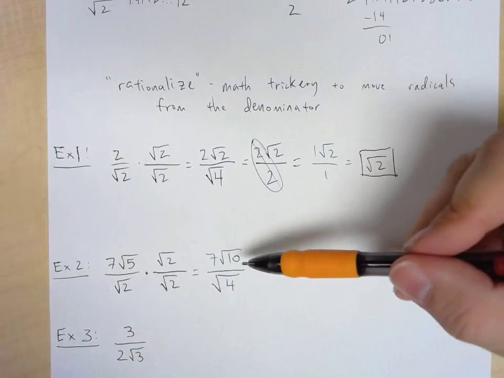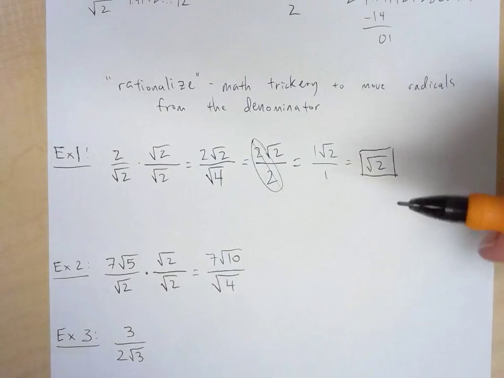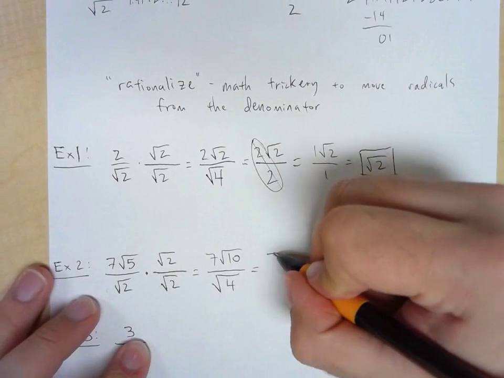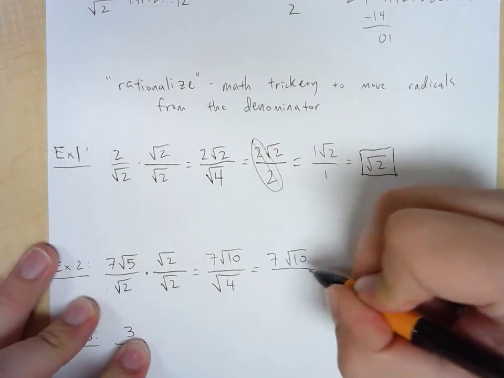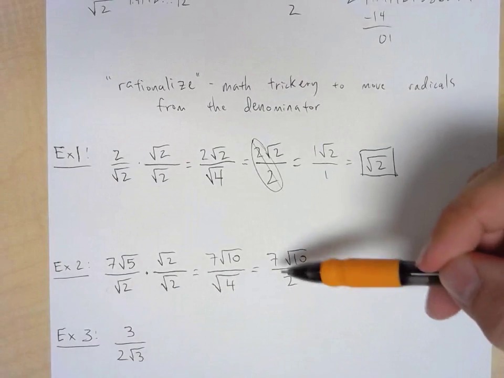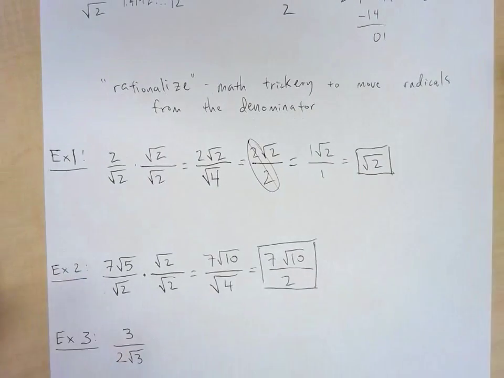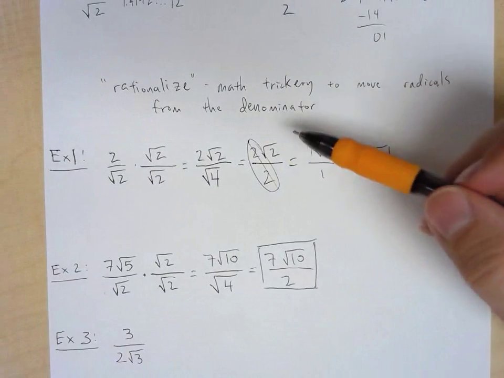Okay, simplifying. Can't do 10, that's only 2 and 5. But 4, I know the square root of 4 because it's perfect squares and they equal 2. So 7 square root of 10 divided by 2, there's nothing else we can simplify. These aren't numbers that we can divide together, so we're just going to leave it as 7 square root of 10 divided by 2. We're done because we got the radicals out of the denominator.